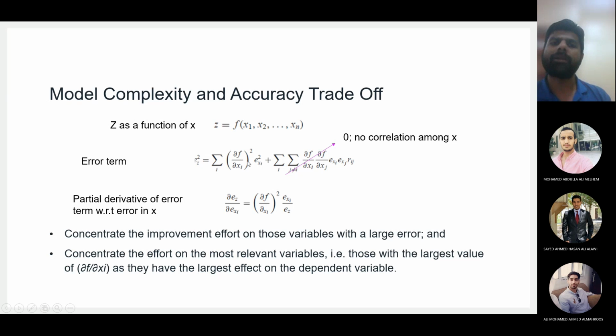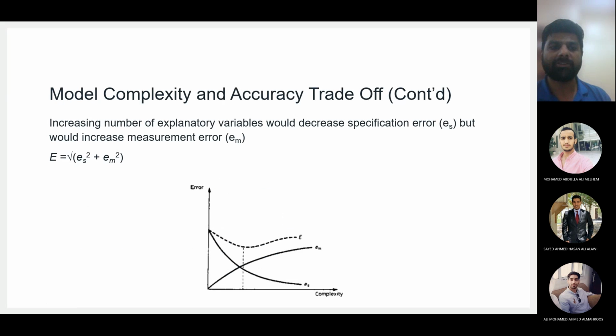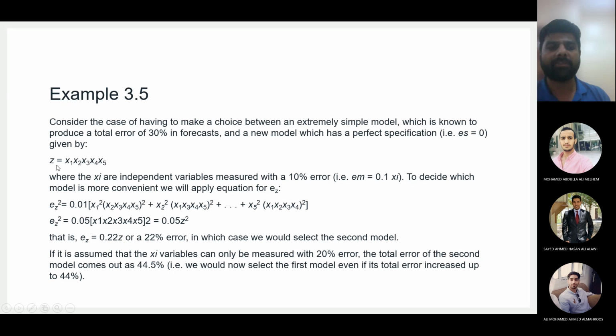And what is the partial differentiation? Again, the equation is very simple, so the partial differentiation is also very simple. If you take partial differentiation with respect to x1, then x1 will be omitted. If you take partial differentiation with respect to x2, then x2 will be omitted, and so on and so forth. So each time you are taking the partial differentiation, doing the square, and then multiplying with the square of the error term.